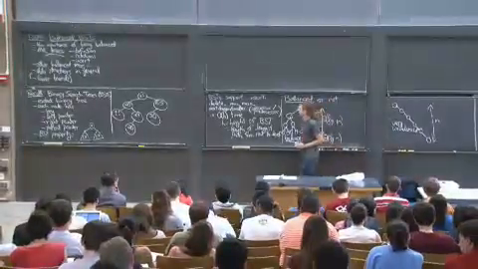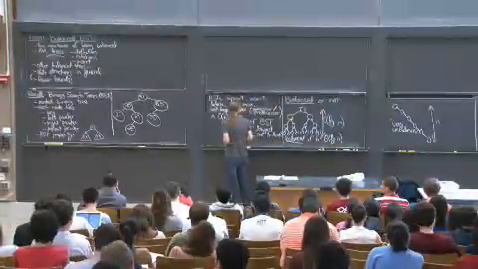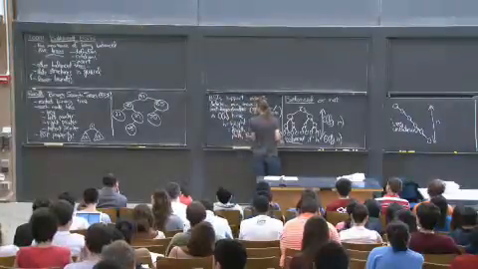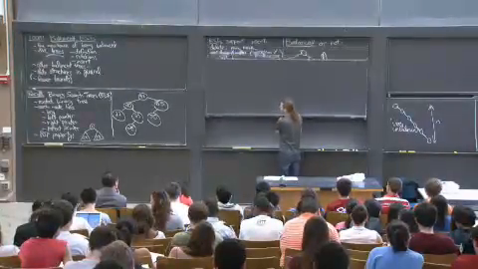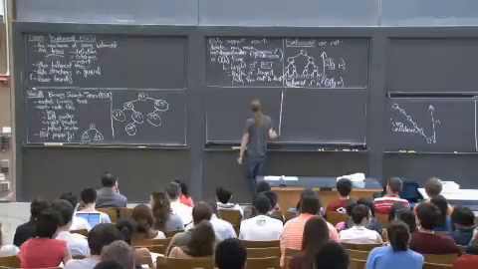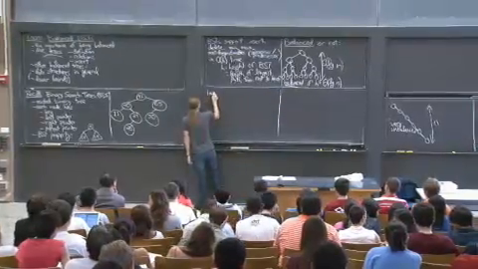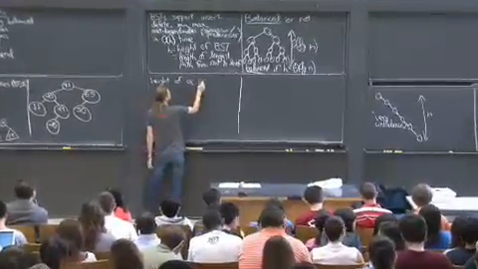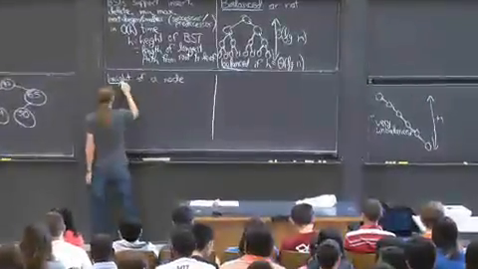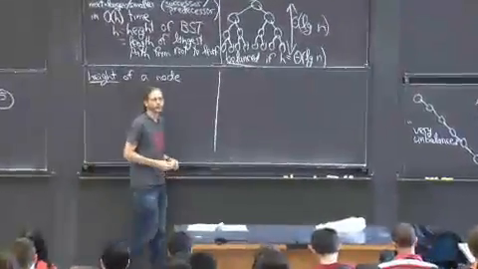One more thing I wanted to define. We talked about the height of the tree. But I'd also like to talk about the height of a node in a tree. Can anyone define this for me?